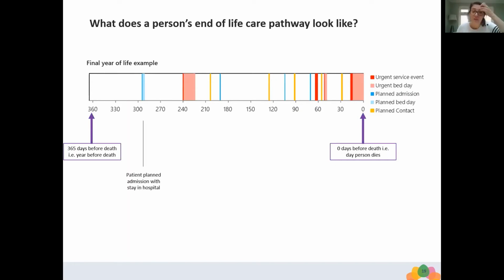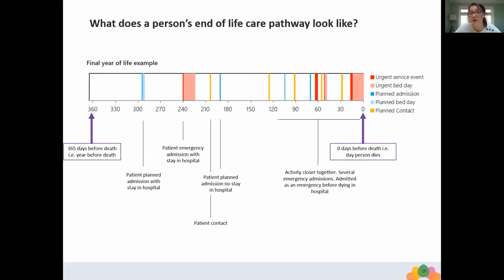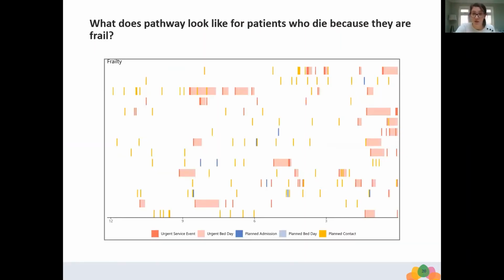And here we can see a patient had a planned admission, and then they're staying in hospital for a few days after that. They're discharged before coming in as an emergency admission, and they're staying in hospital for around about 2 weeks at that point. And then they're discharged again. They have a planned contact, then they have another planned admission, but this time with no stay in hospital. And then the closer this person is to death, the more activity is happening to them, particularly around urgent service events. And you can see that in this example, this patient actually had an urgent service event and then went on to die in hospital. So that's just one example.